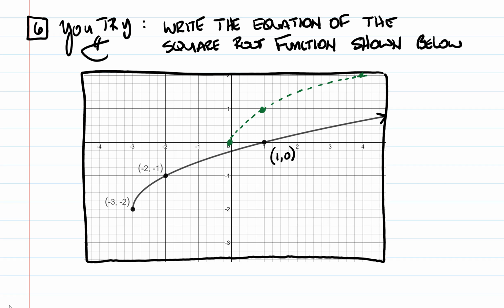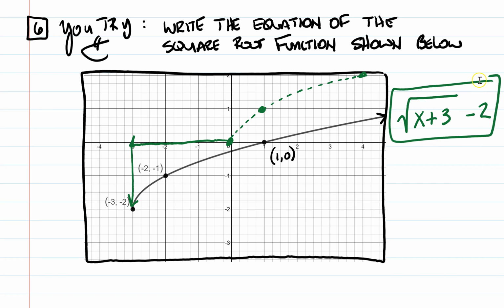Hopefully you got the right answer, but here's one way you can think about doing it. If my square root function had not moved at all, it would look like this. I'd have 0, 0, I'd have 1, 1, and then I'd have 4, 2. So to get to here, I had to move 3 units to the left and 2 units down. So that would be the square root of x plus 3. That would give me 3 units to the left, and then minus 2 would give me 2 units down. So the answer is the square root of x plus 3, and then subtracting 2.